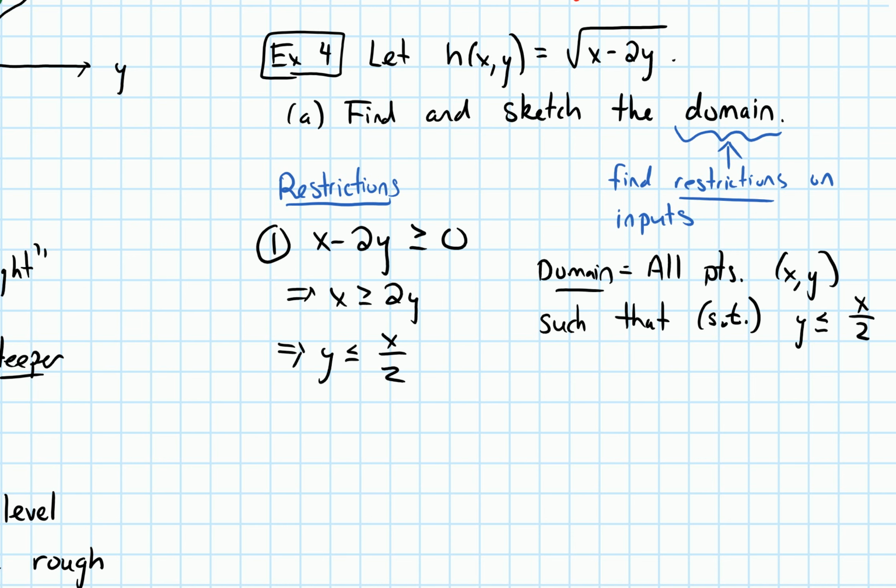Now if I sketch a picture of this, let's draw some axes, our x-axis and our y-axis. y equals x over 2 is a line through the origin. The y-intercept is 0, so it goes through the origin, and the slope is a half, which is why I'm drawing it pretty flat. And the fact that I have an equal sign means I make this line solid. The fact that y is less than or equal to x over 2 means that my y values could be on that line or underneath.